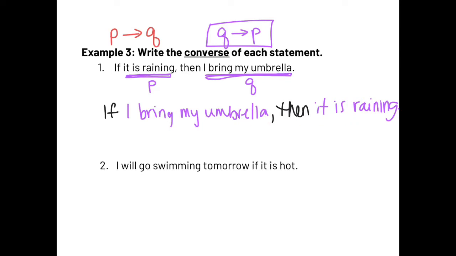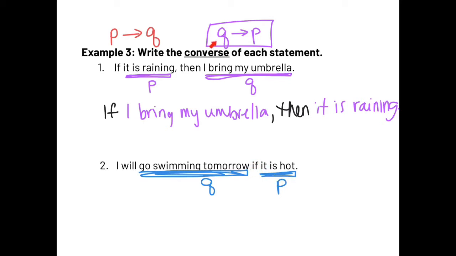Number 2, I will go swimming tomorrow if it is hot. This is interesting because it's actually flipped around. You have to find that word if first. Well, if is the whole way over here. If it is hot, then I will go swimming tomorrow. So after the word if is the P, and I will go swimming tomorrow is the Q. Now, I know it might look like this is Q, then P, because that's the order of the sentence. But if is still with the P over here.